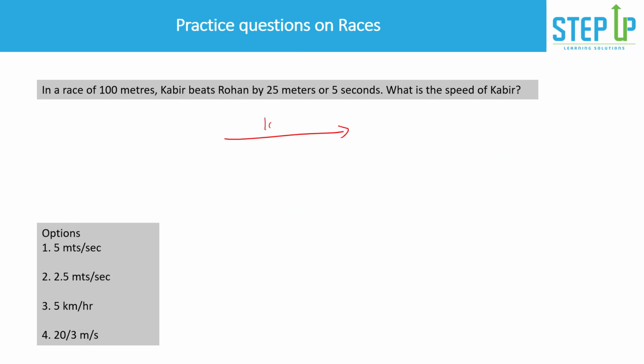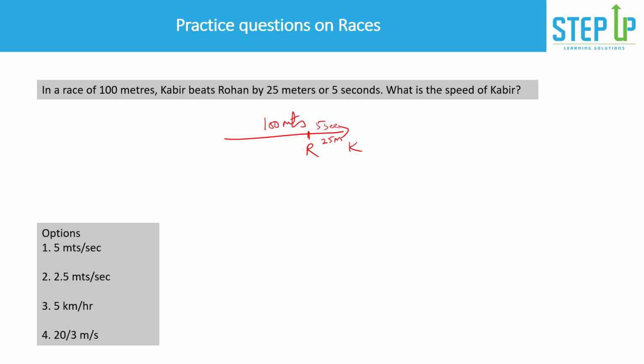Okay, so let's assume this is a race of 100 meters, and in this race Kabir beats Rohan by 25 meters. That means Kabir is ahead, and Rohan is yet to cover 25 more meters, or 5 seconds. Kabir has completed the race at, let's say, the nth second, and Rohan will take 5 more seconds to cover the remaining distance.